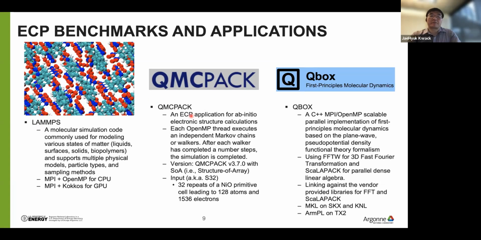And QMCPACK is an ECP application for electronic structure calculation. We used the latest version in the 2018 timeframe, which is QMCPACK 3.7 with SoA optimization. We have some details later, and this is the input we used. The last application is Qbox, for plane-wave density functional theory. This application was interesting because it used FFTW for 3D Fourier transformation and ScaLAPACK for parallel dense linear algebra. So most of the performance of this application comes from the math library. This application is good for checking how much performance you can get from the math library on Intel and x86 systems, and then on the ARM ecosystem. We use MKL for Skylake and KNL, and ARM PL for ThunderX2.